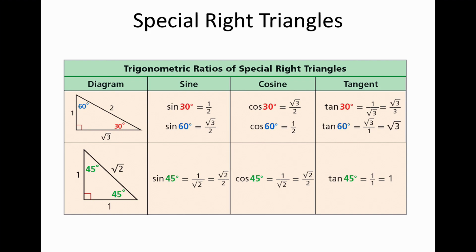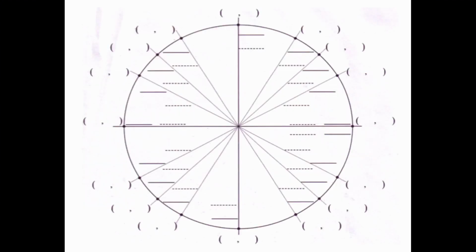Tangent, square root of 3 over 3 for 30 degrees. Tangent of 60 degrees is square root of 3. Tangent of 45 degrees, you end up with just 1. We're going to come back to this as well. That seems just kind of random. Here, oh my goodness, look at all those blanks. This is terrifying. What we're going to do is we're just going to go through this slowly.